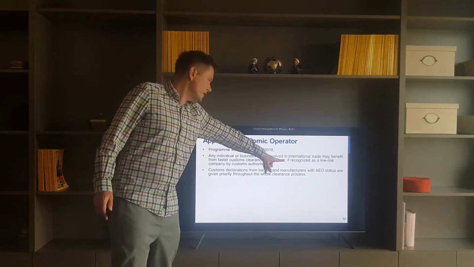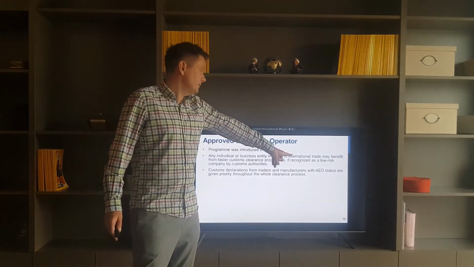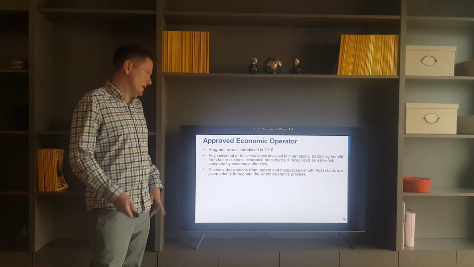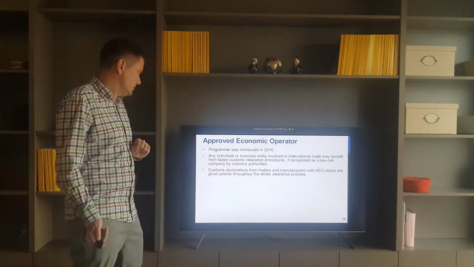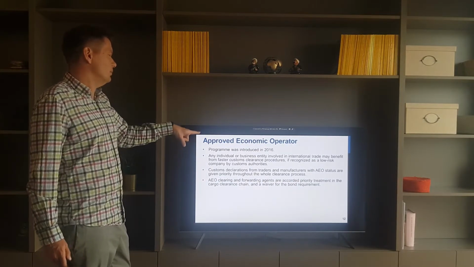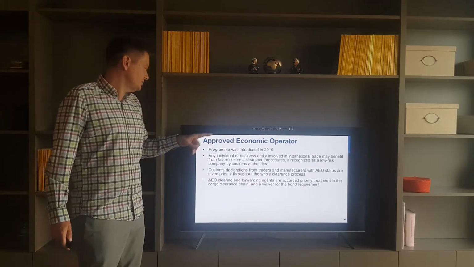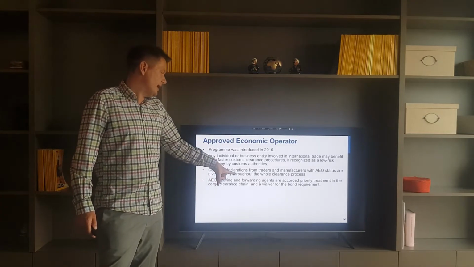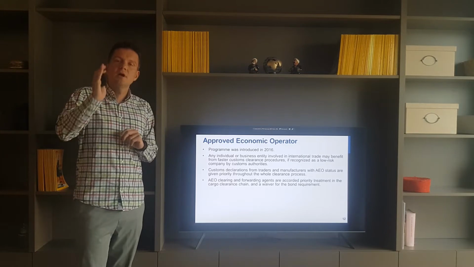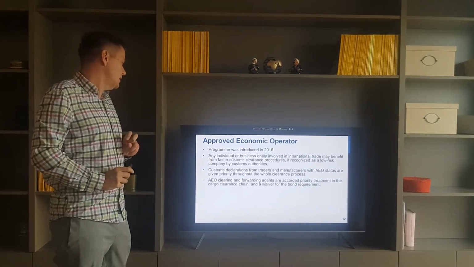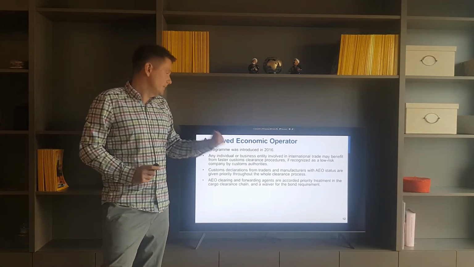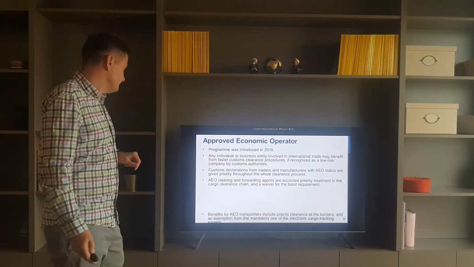Custom declarations from traders and manufacturers with the Approved Economic Operator status are given priority through the whole clearance process. Approved Economic Operator clearing and forwarding agents are accorded priority treatment in the cargo clearance chain and waiver from bond requirement. So you're given priority at borders, priority within the cargo clearance chain, and even no need for bond requirements.